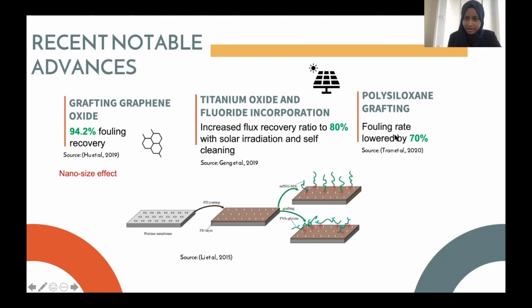So the third one is polysiloxane grafting. Polysiloxane is another polymer that has been grafted on the membrane surface in a similar way. First, there's a polydopamine coating, and then grafting of polysiloxane. So the fouling rate was lowered by 70%, and that's huge for this process.